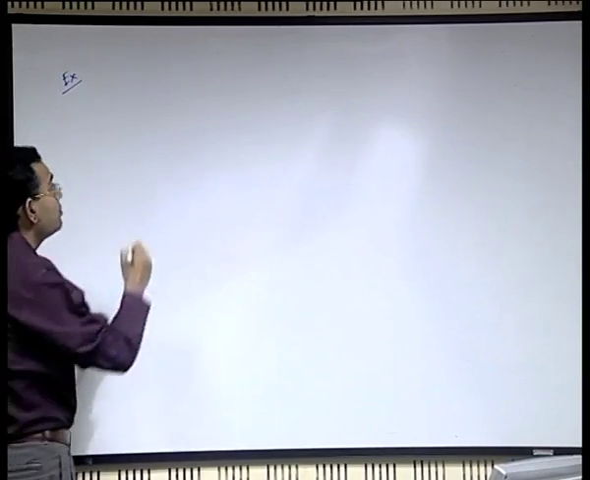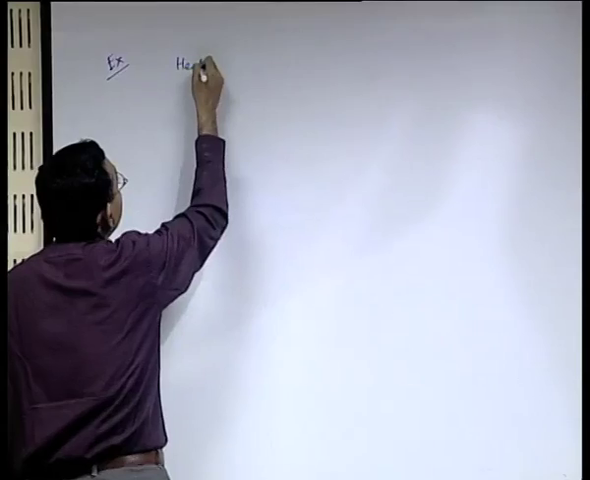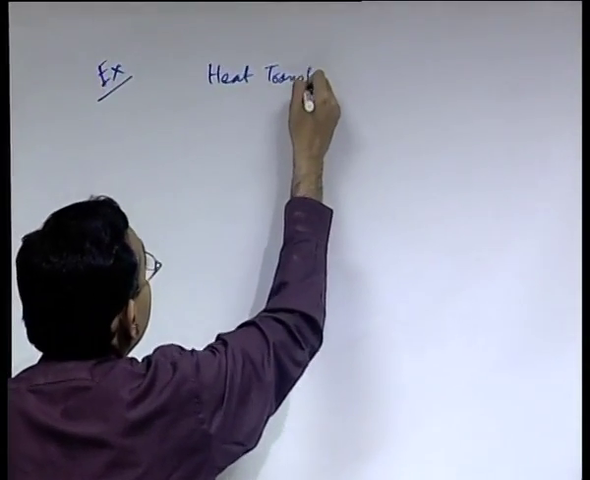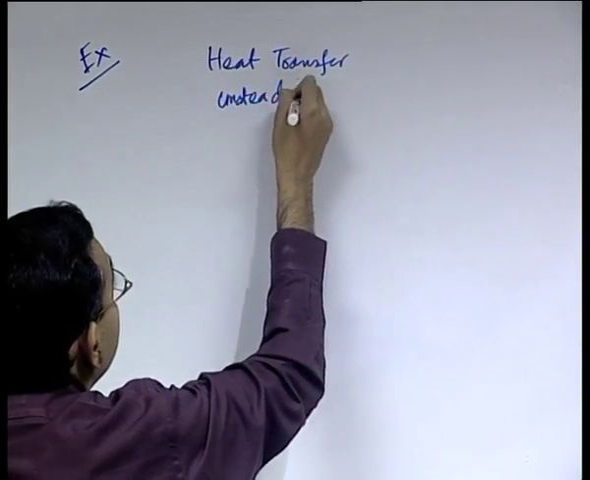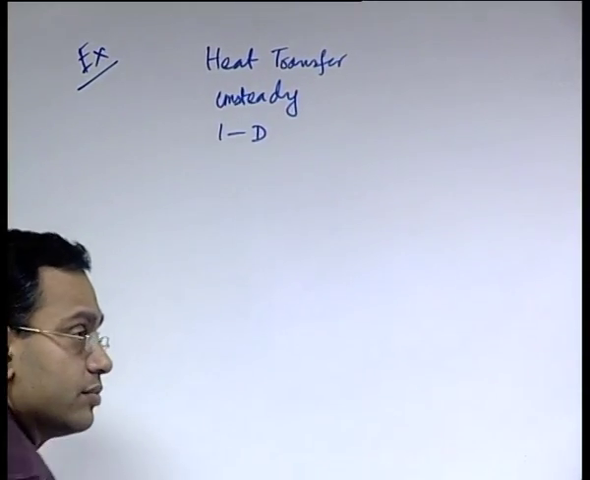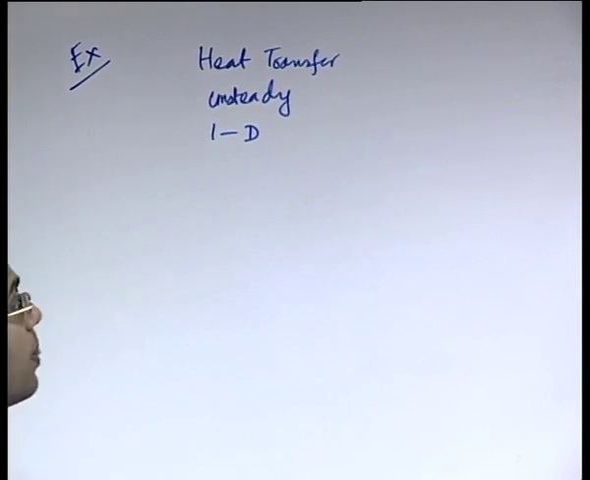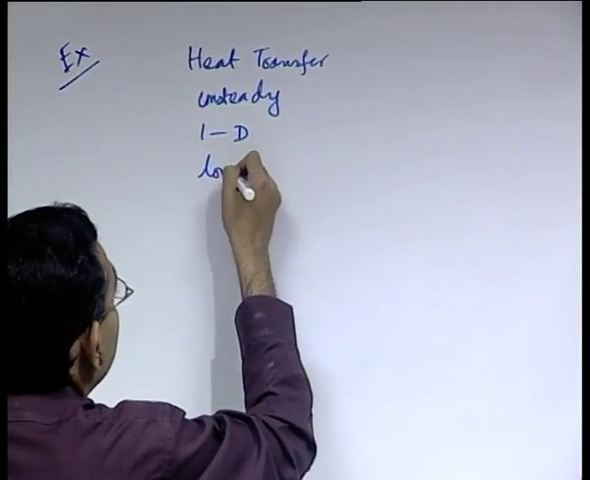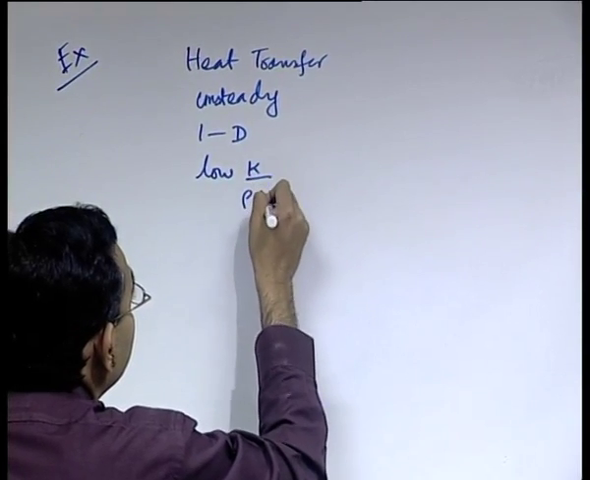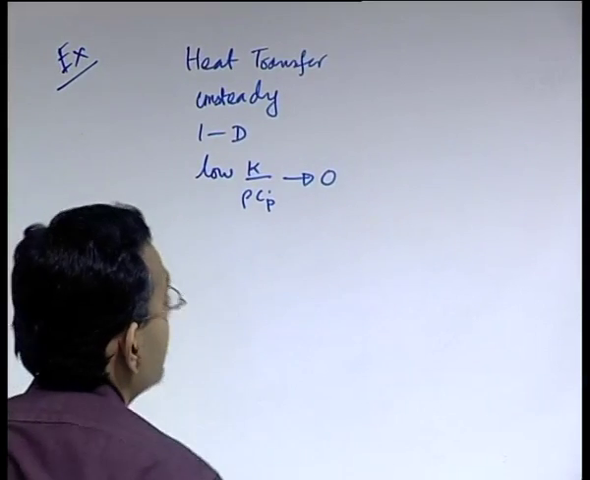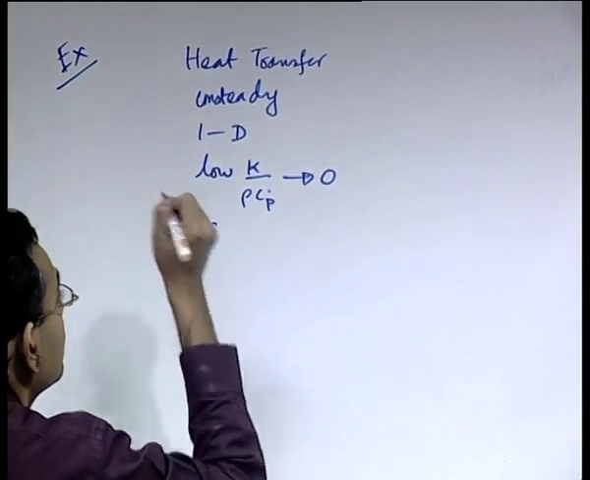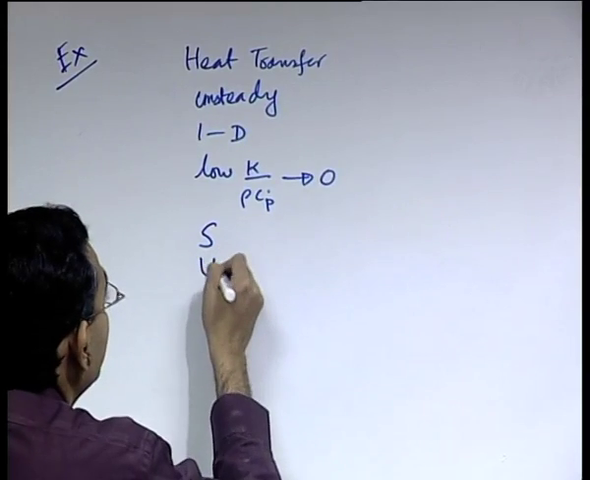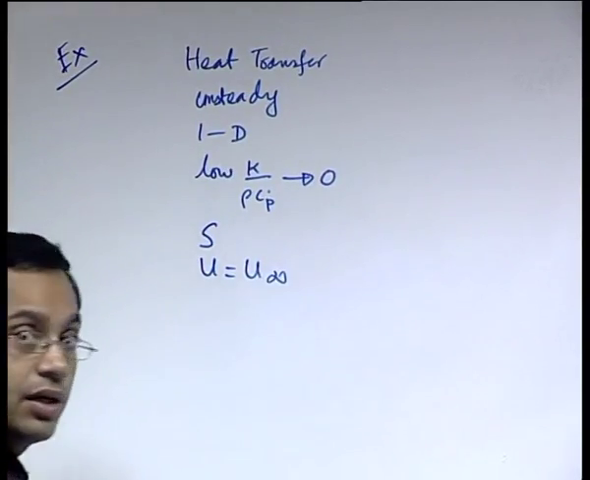So let us consider a heat transfer problem. Unsteady, one dimensional, low K by rho Cp, which almost tends to 0, of the flow medium. There is some heat source, and u equal to u infinity approximately.